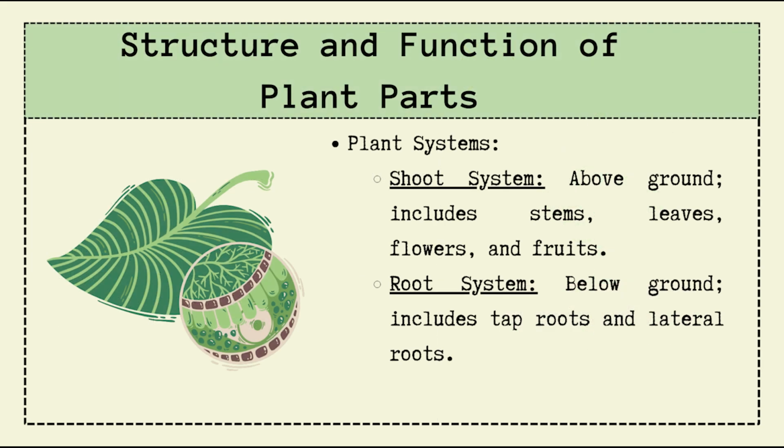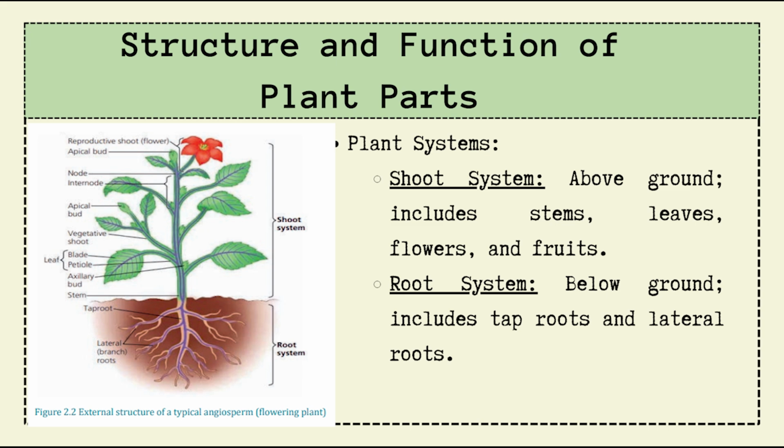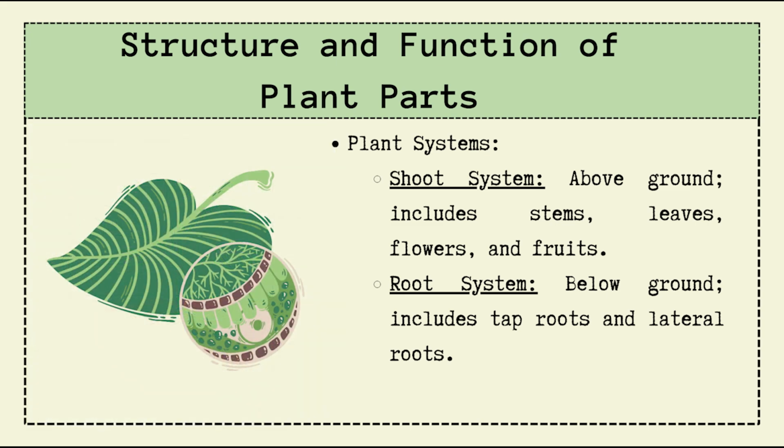Structure and function of plant parts. A plant has two major systems, the shoot system and the root system. The shoot system is above ground. It includes stems, leaves, flowers, and fruits. This system supports the plant and carries out photosynthesis and reproduction. The root system is below ground. It includes structures like taproots and lateral roots. Roots anchor the plant and absorb water and minerals from the soil. Each system plays a crucial role in the survival of the plant.